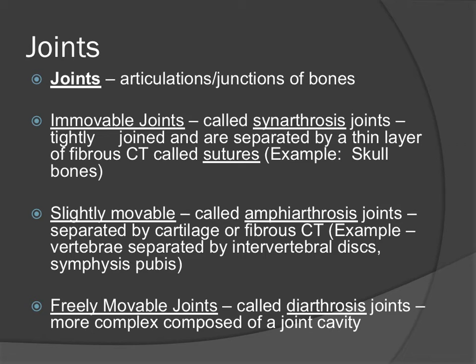Freely movable joints, called diarthrosis joints. These are more complex, composed of a joint cavity. And this would be like your knee, your hip joints, your shoulder, your elbow, that type of thing.